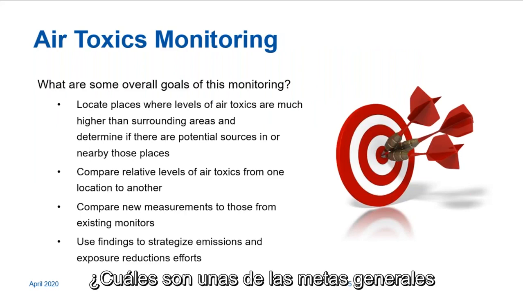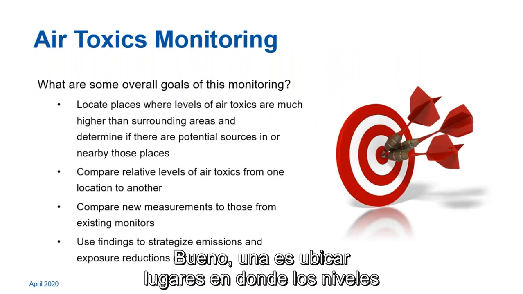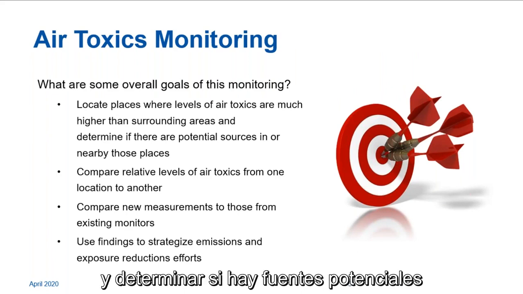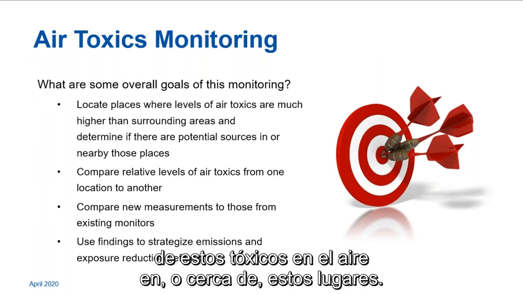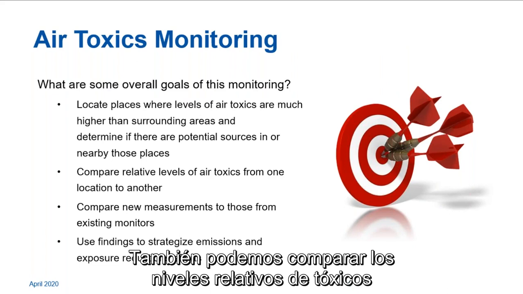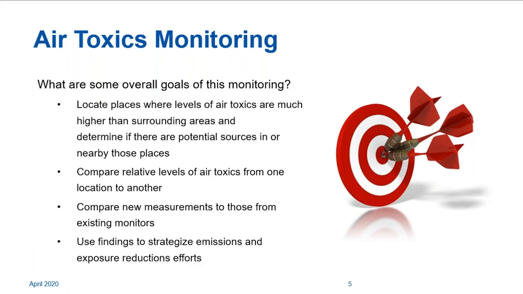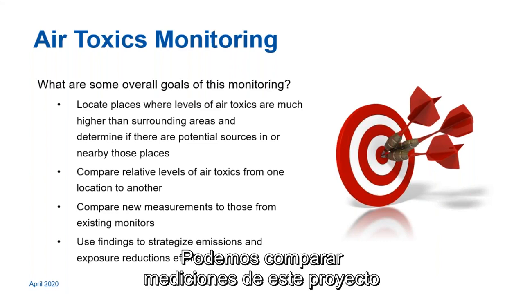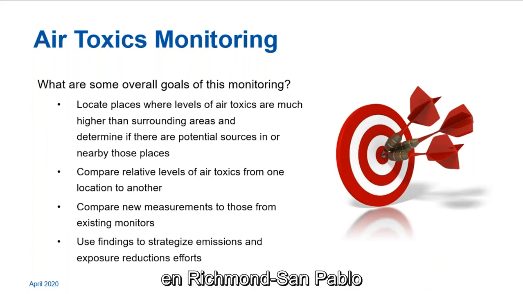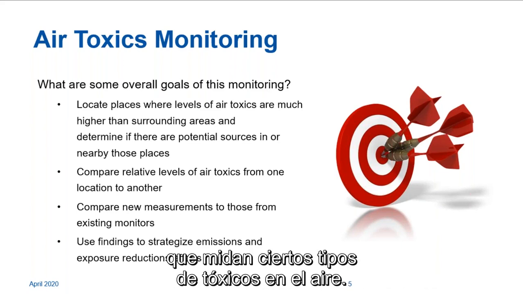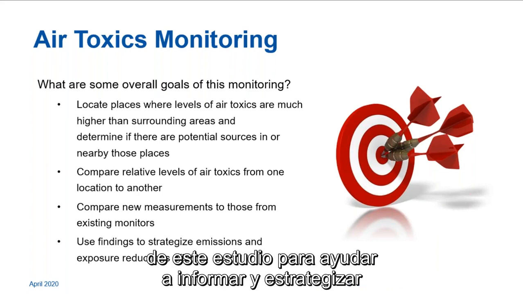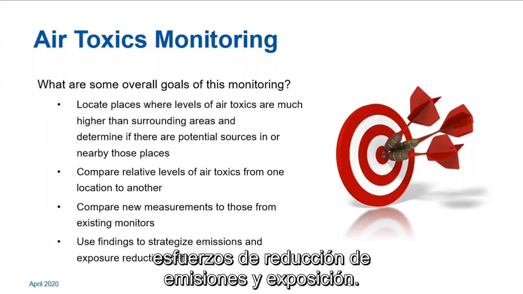So what are some overall goals of this monitoring project? Well, one is to locate places where levels of air toxics are much higher than in surrounding areas and determine if there are potential sources of those air toxics in or nearby those places. We can also compare relative levels of air toxics from one location or one neighborhood to another. We can compare measurements from this project to those from existing monitors, because there are a few stationary monitors in Richmond and San Pablo that are measuring certain types of air toxics. And then of course we want to use the data from this study to help inform and strategize emissions and exposure reduction efforts.